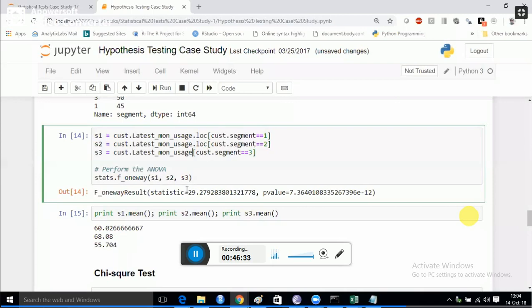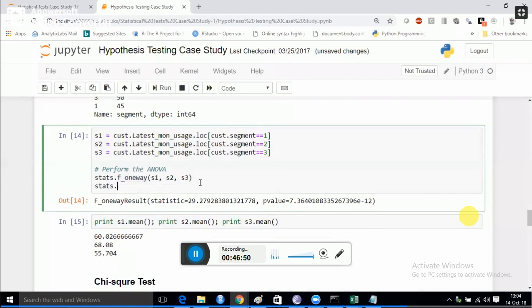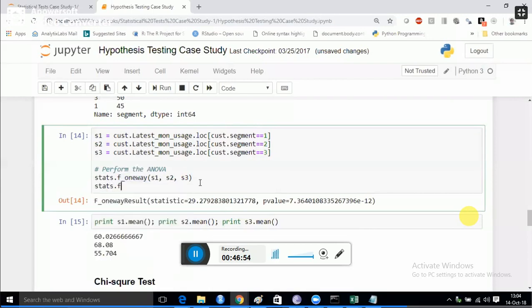Why am I not putting comma inside? Because cust dot latest month usage is a pandas series, right? It's one-dimensional. So the function is quite simple. F underscore one way. Stats dot F. This is your F test. This is your F underscore one way.